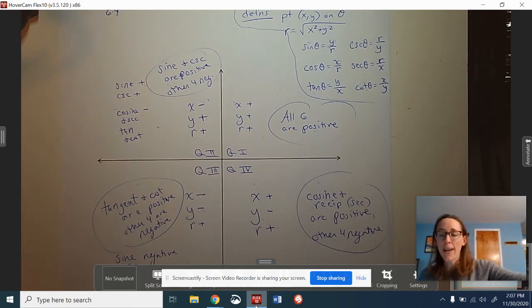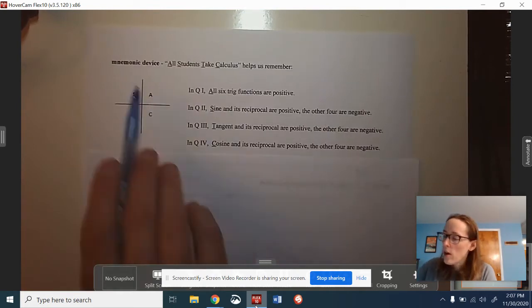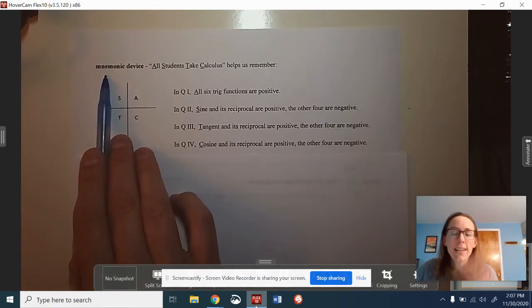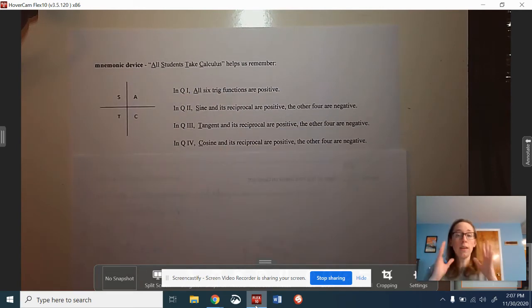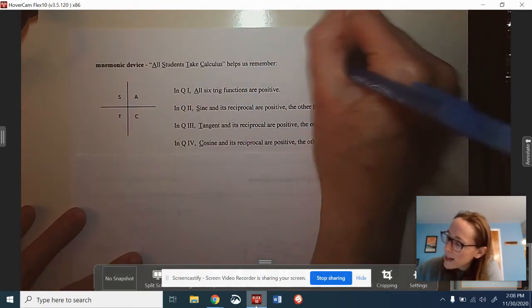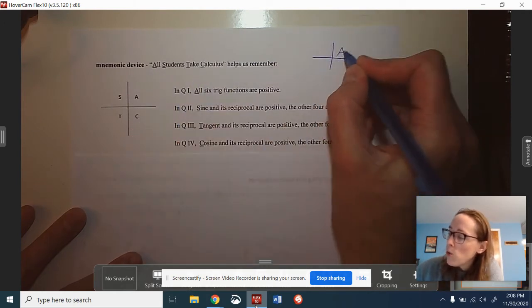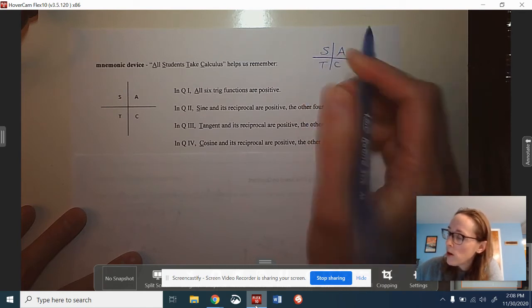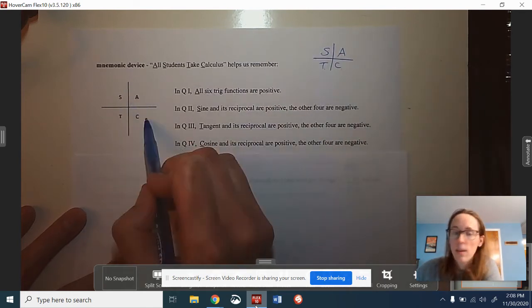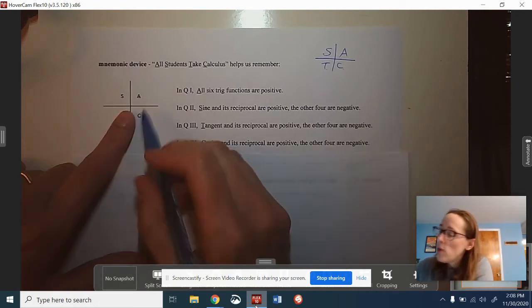So what we have is a mnemonic device. This is how you spell mnemonic, believe it or not, and it's a memory aid. The mnemonic device is "All Students Take Calculus." It may not be a true statement, but it's going to help us remember. When we write this, we take the first letter of each of these words, start in quadrant 1, and go around in the counterclockwise direction. So go to quadrant 1, 2, 3, 4. All Students Take Calculus.